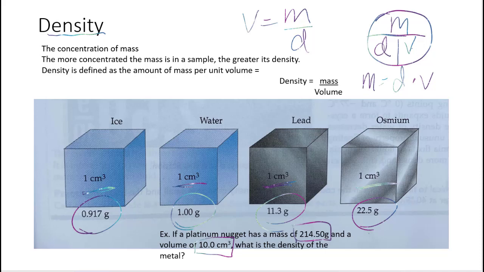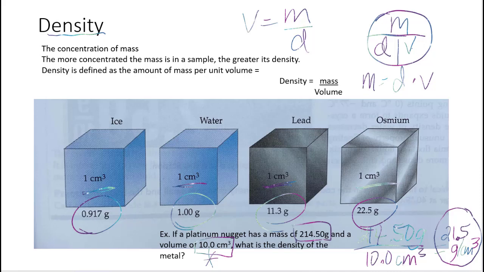Okay, we just need to do mass divided by volume. 214.50 grams divided by 10.0 cm3, so grams per cubic centimeter will be my units. And I should get 21.45, my calculator would spit out. But again, I want to look at how many significant figures. I'm limited to 3 significant figures, so that 21.45 would round up to 21.5.